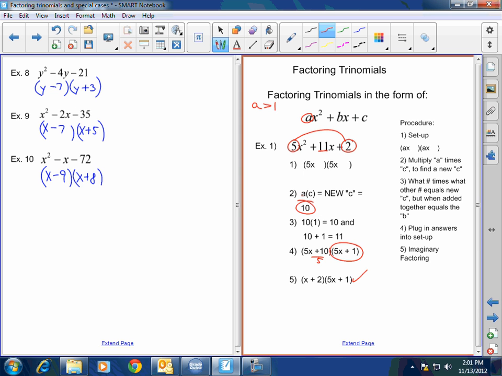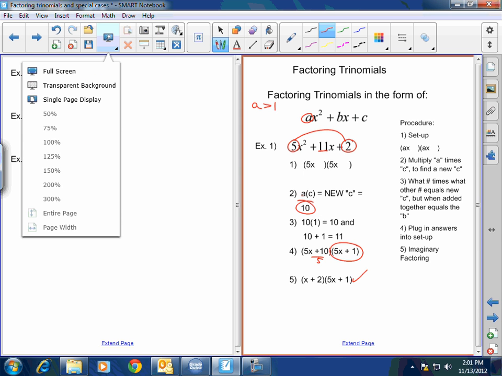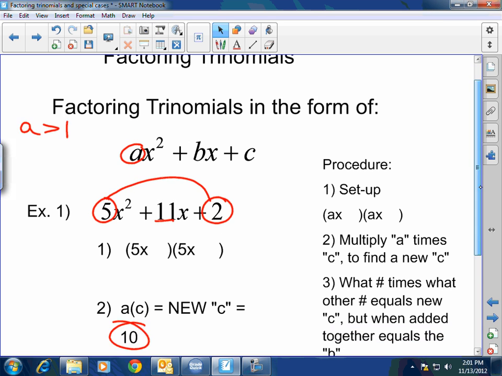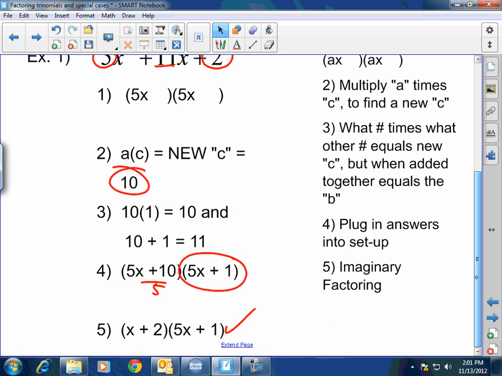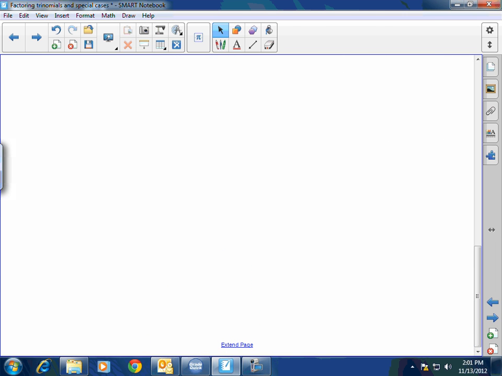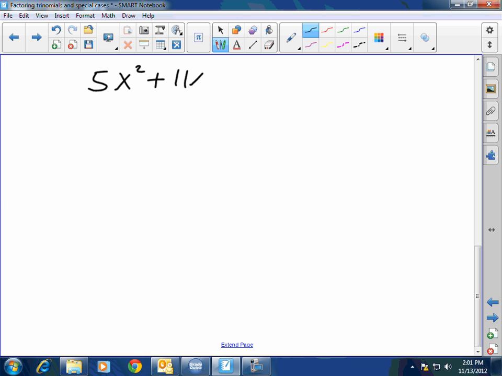Jimmy just finished asking a very important question, and this is because he has a good memory. He was asking, can we do it the grouping method? And you can. So let's just remember 5x squared plus 11x plus 2. Let's think about what Jimmy was saying, because he's right.